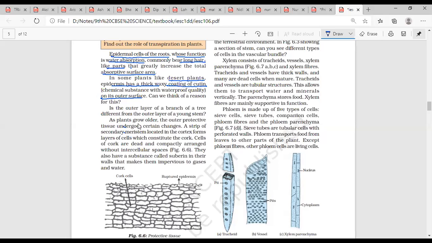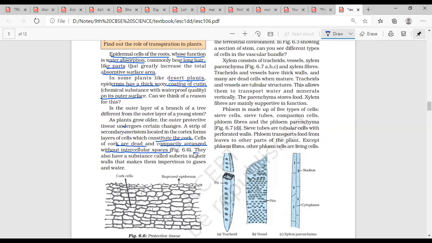As plants grow older, the outer protective tissue undergoes certain changes. A strip of secondary meristem located in the cortex forms layers of cells, which constitute the cork. That is, a strip of secondary meristem in the outermost layer of the cortex forms layers of cells which constitute cork cells. Cork cells are dead, compactly arranged, without intercellular spaces. They don't have intercellular spaces because their main function is to protect.